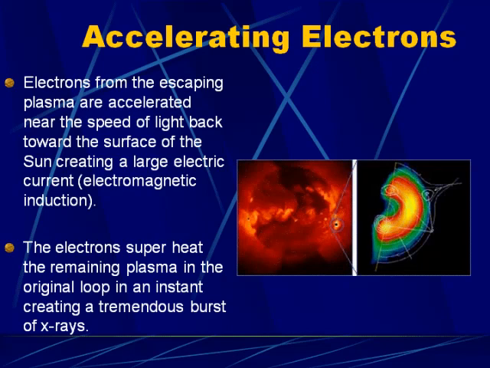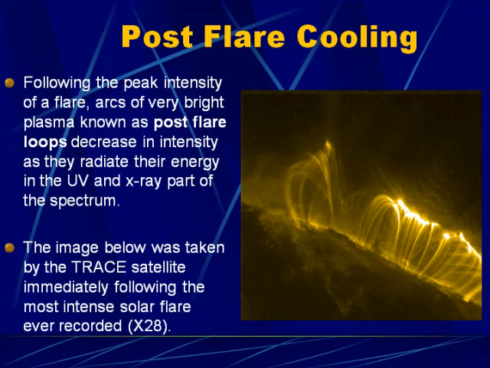These flares also accelerate electrons. The electrons accelerate near the speed of light near the sun, causing a huge release of radiation.